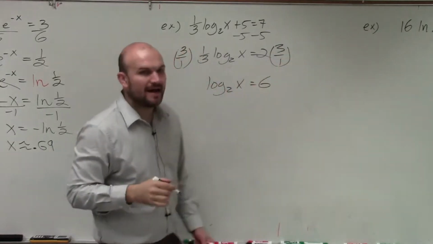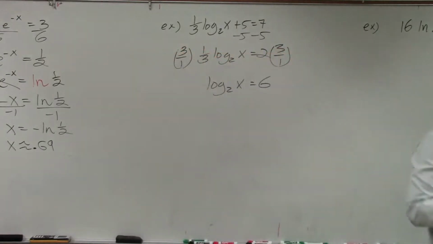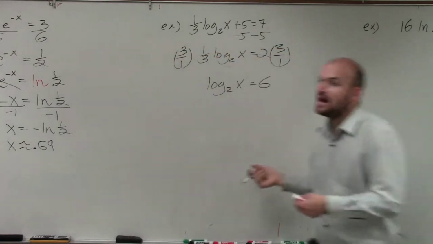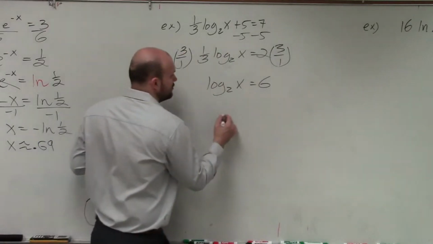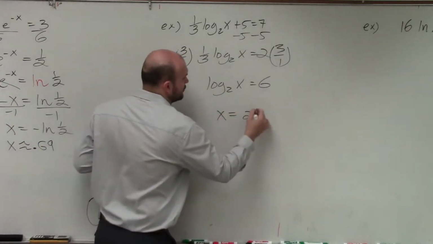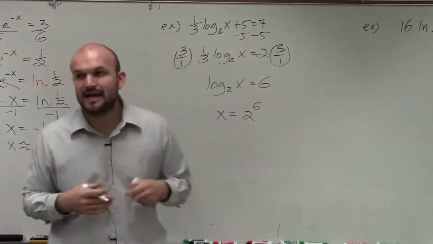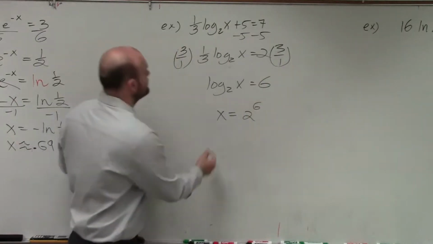So now I have the equation log base 2 of x equals 6. Now, to solve for this, I can rewrite it in exponential form, which would be x equals 2 raised to the 6. And 2 raised to the 6 is going to equal 64.